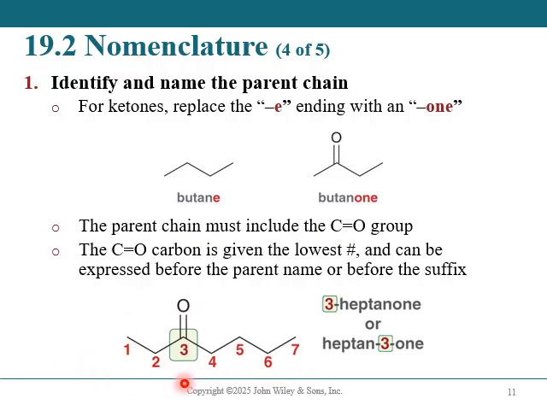For example, here, 7 carbon atoms. Our carbonyl is in carbon number 3. So this can be either 3-heptanone or heptan-3-one. Either is accepted.